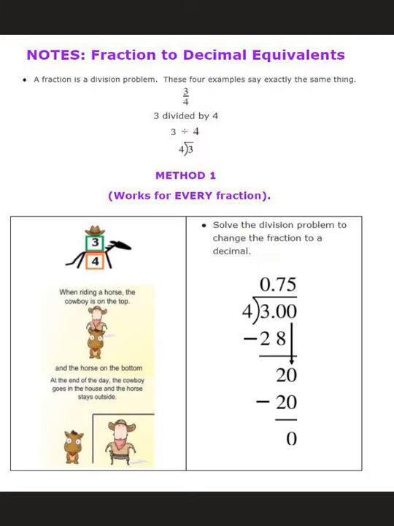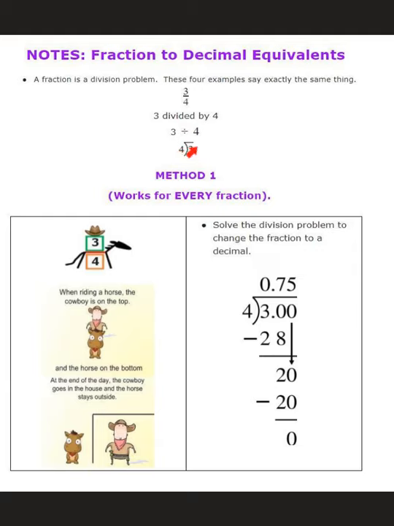Okay, so we're going to be converting between fractions and decimals. A fraction is a division problem. These four examples are exactly the same. So when you see it as a fraction, 3 over 4, that also means 3 divided by 4. Or it may be written horizontally like this or in the setup.